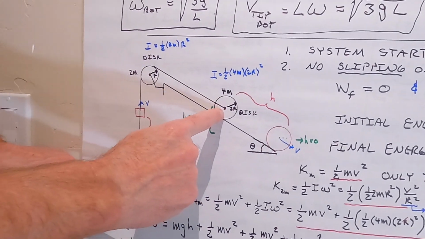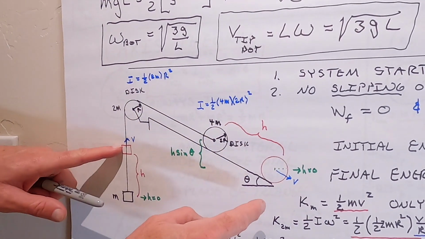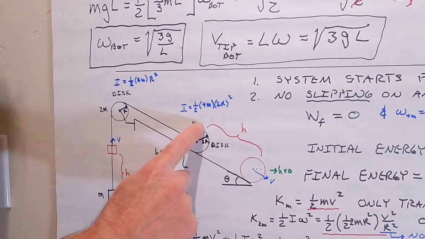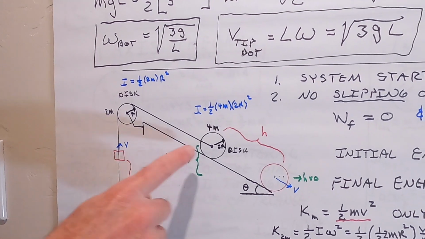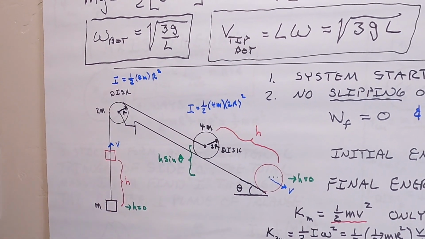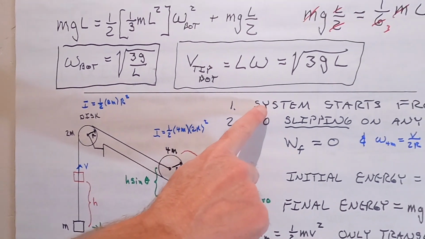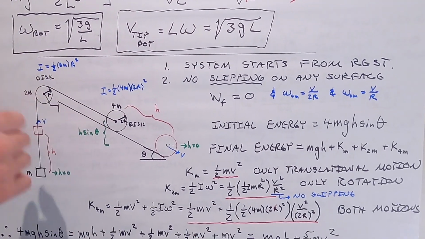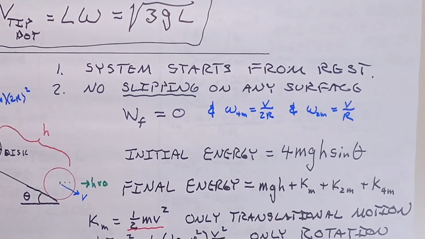This one's heavy enough that it is going to start rolling down this way as this goes up. And at some later time, this disk has gotten down to here, and this has moved up to here. This distance is the same as that because they're tied together right here. Now, the system starts from rest, so there's no initial kinetic energy. And I also said no slipping on any surface.